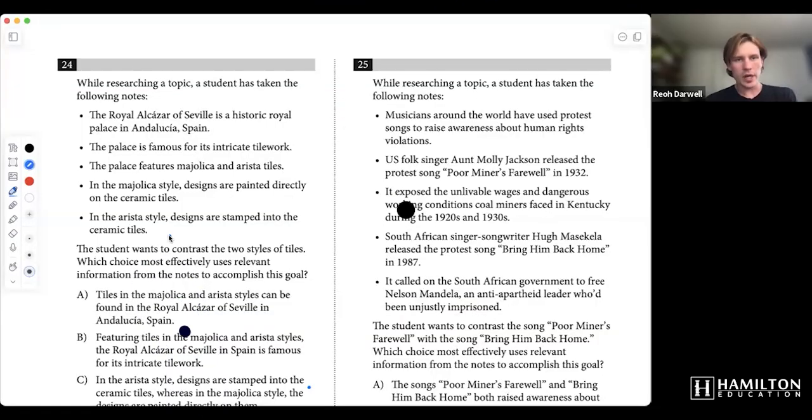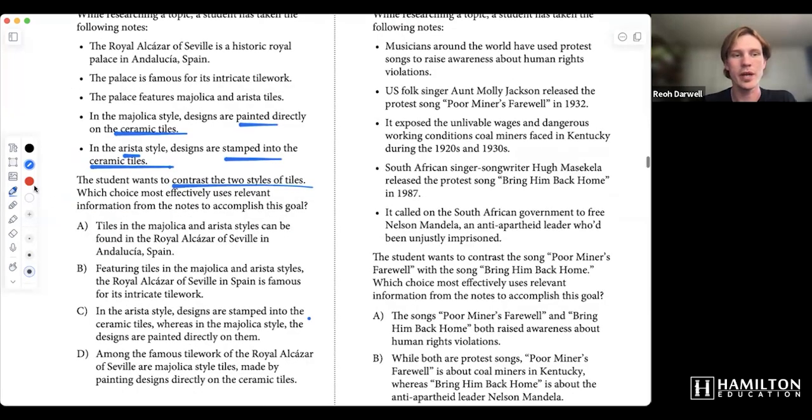All right, so 24 is a rhetorical synthesis question, meaning we really need to focus on the question. So we're trying to contrast the two styles of tiles, meaning we want to show the difference between these two styles. So how do we do that? Well, we see that the Majolica, they are painted directly on the ceramic, whereas in Artista, they are stamped. So we need an answer choice which says Artista is stamped, Majolica is painted, and that shows the difference, right?